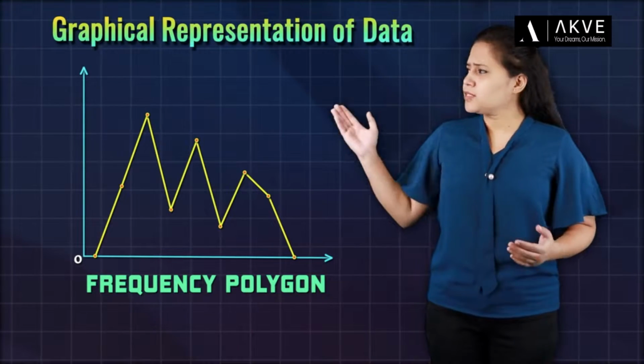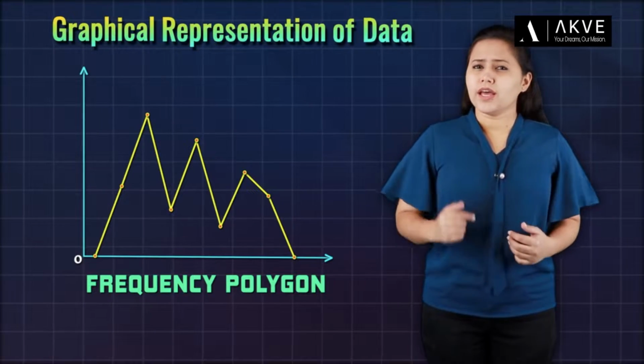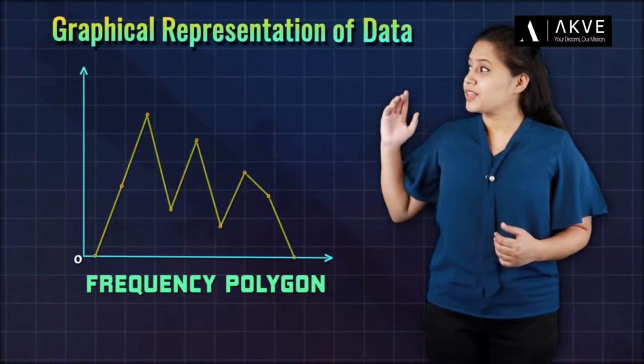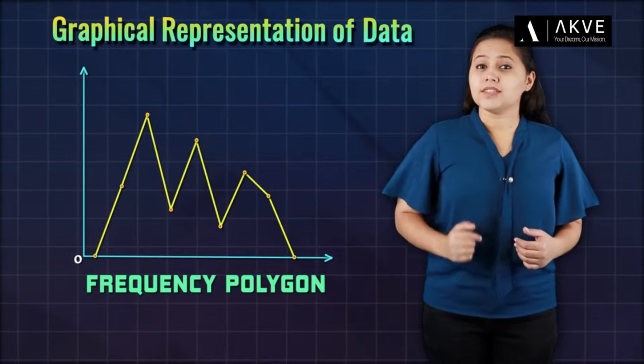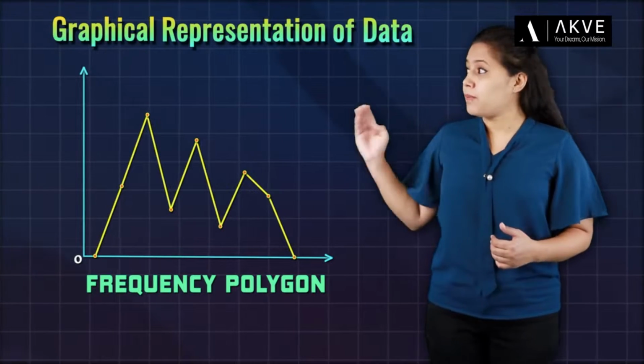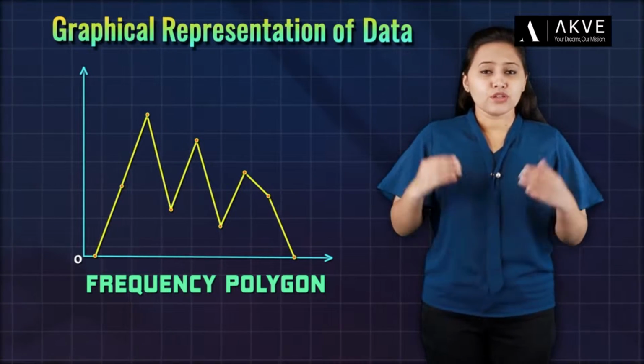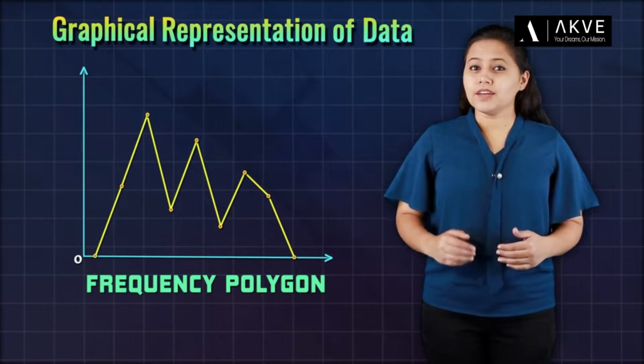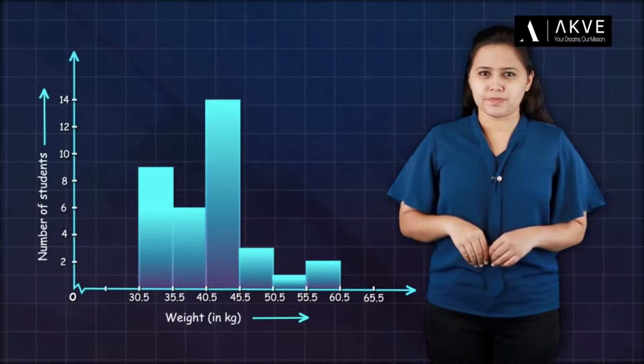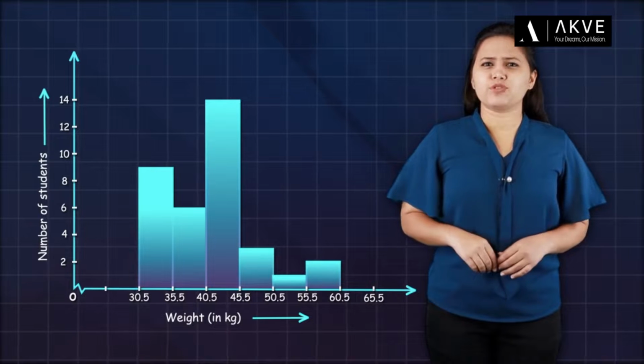But where exactly is the polygon here? Well, if you carefully see, this is a polygon, as this is a closed figure bounded by straight lines. To know more about frequency polygon, consider this histogram. Now just follow what I am doing.